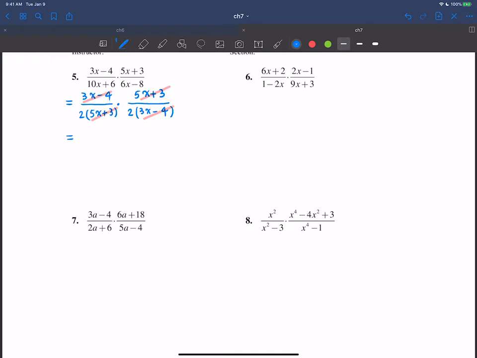On the top, we cross out both factors, so we have a 1 left. As for the bottom, you have 2 times 2, which is 4. And that's your final answer.